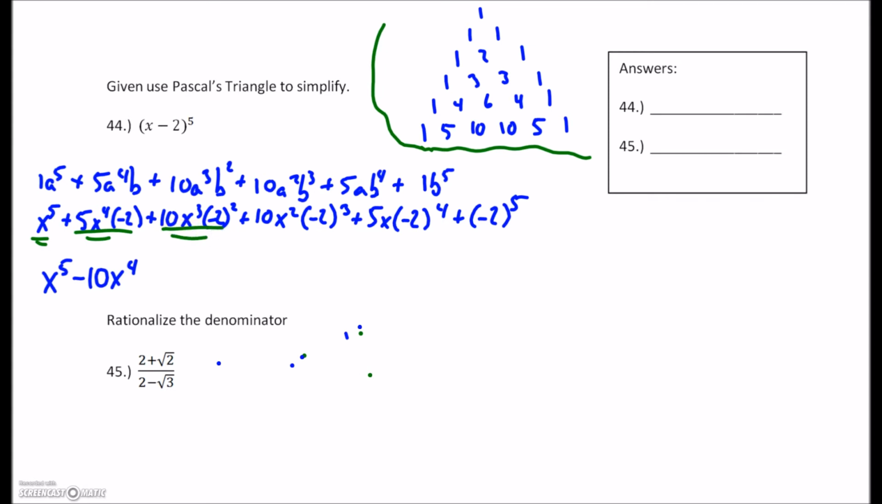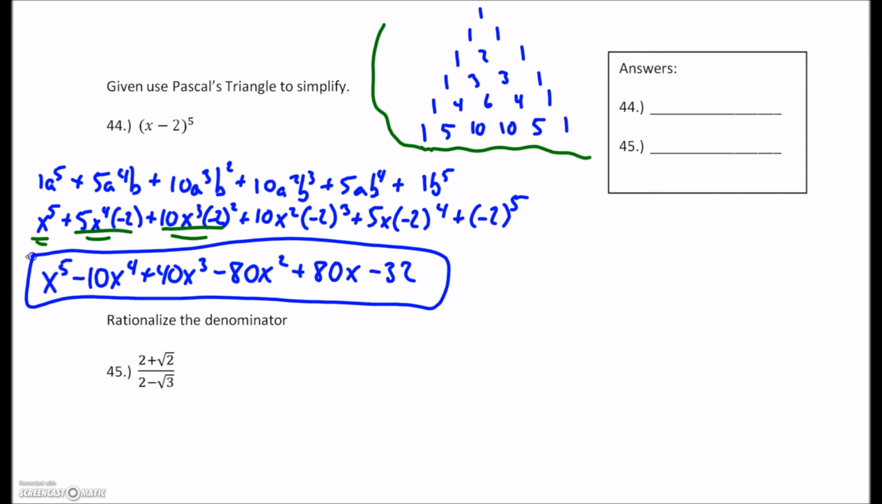Here I have negative 2 squared, which is 4 times the 10 is a positive 40 x to the 3rd. And I just keep doing that. Negative 2 to the 3rd power is a negative 8, so that's going to be a negative 80 x to the 2nd. Here, negative 2 to the 4th power is 16 times 5 is a positive 80 x. And then negative 2 to the 5th power is a negative 32. Okay, so I just kind of multiply out each of these terms, simplify each of them, and now that's it. So this one's done. But again, that's much easier than writing x minus 2 out 5 times and multiplying it all out.